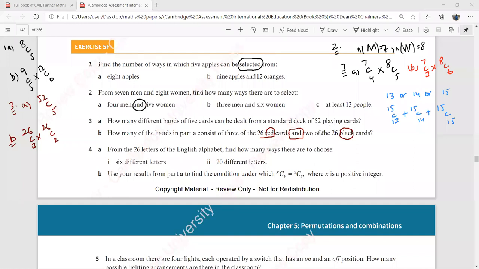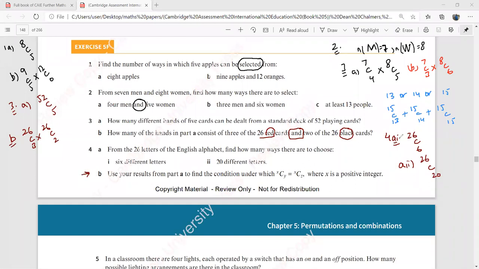Question number 4 now. It says, from the 26 letters of the English alphabet, find how many ways there are to choose 6 different letters. So this is simply 26C6. And then 20 different letters. So this is going to be 26C20. Now its B part is very interesting.